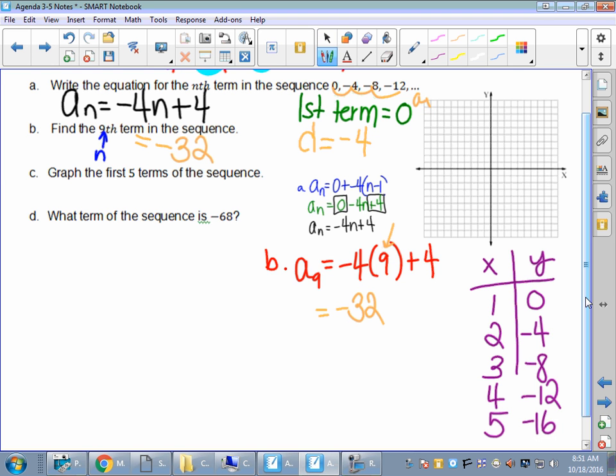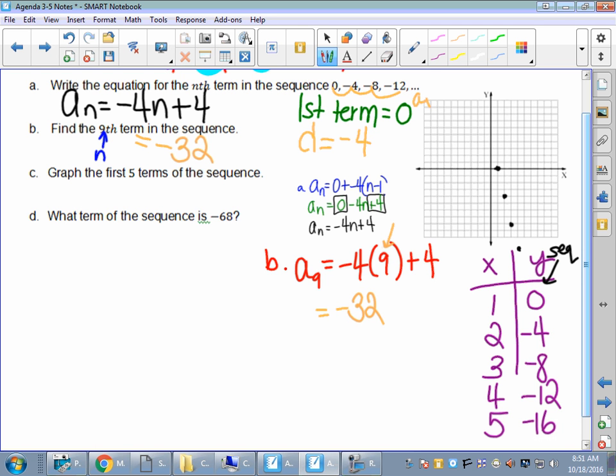So over 1 up 0. Over 2 down 4. Over 3 down 8. Over 4 down 12. I'm now falling off the graph. But there's my first 4 terms of the sequence. So this is the sequence. These x values are just putting some numbers in there.